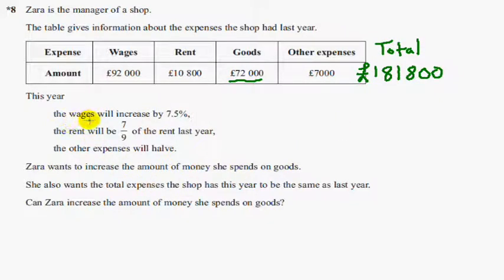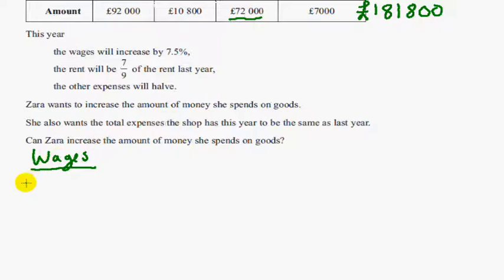Now we have to work out the increases and the decreases. So if we do wages first, so I'm going to write wages. Now she says this year the wages will increase by 7.5%. So we need to increase 92,000 by 7.5% first of all. Now obviously there's several ways to do it, but the quickest way is going to be 92,000 times 107.5%. As a multiplier, you could times 92,000 by 1.075, that would work as well.